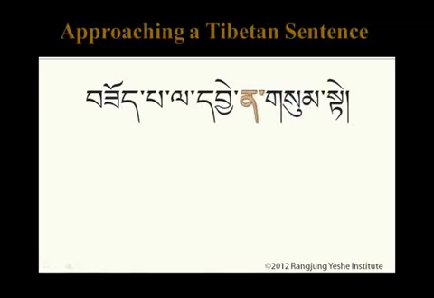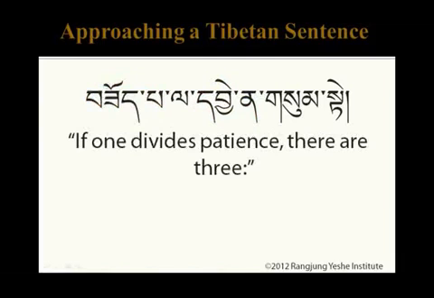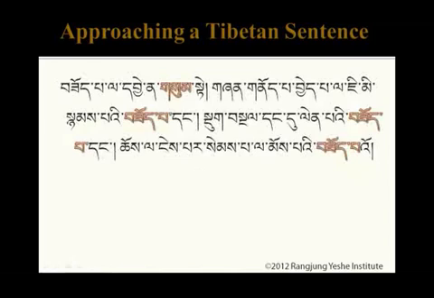Well, one thing that it can show is a conditional, meaning if. So to the left of that, we see ye, meaning divide. So ye na means if one divides. If one divides what? Zupa, patience. So we can say, if one divides patience, there are 3, meaning 3 divisions or 3 types of patience. And if we look at the end of the next 3 sentences, look at what we find. Zupa tang, and zupao. So we know that those are the 3 types of patience.